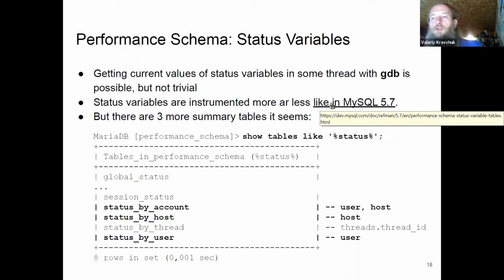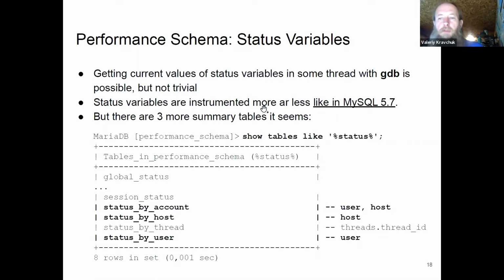We added this instrumentation along the lines of MySQL 5.7, but with some additions. If you check show tables like status in performance schema, you will see global status. That's for global status variables like show global status outputs, and session status. That's for a specific session. Status by thread, that's status variables for a specific thread. Again, you can join. And to be more or less consistent with the other tables for other instruments, we also have this split by user, by host, and by account. So why not?